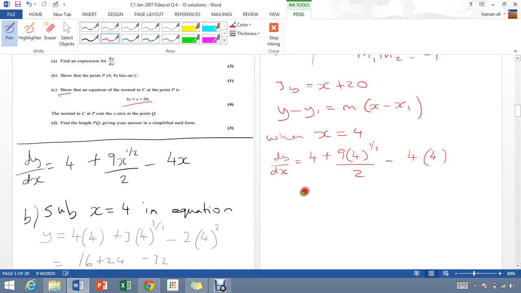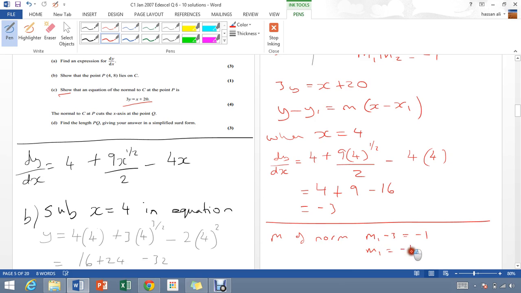So what I end up with is equal to 4 plus 9 minus 16, and all of that gives me minus 3. So therefore the gradient of the other line that we're working out, not the normal, is minus 3. Remember m1 times minus 3 will equal minus 1. So you take that across because we're timesing here, and that's minus 1 over minus 3, which will just give you 1/3. So that's our gradient of the normal.